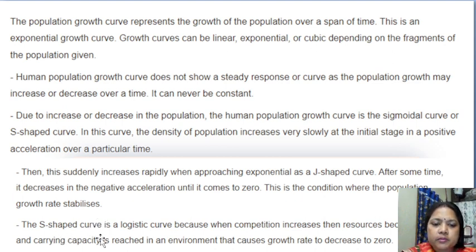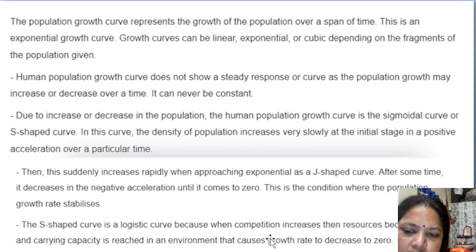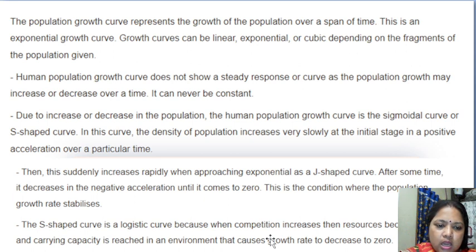The S-shaped curve is a logistic curve because when competition increases, resources become scarce. For example, if the number of people increases, they will contest for a limited amount of resources available in a particular place, isn't it? Hence, resources become scarce and carrying capacity is reached in an environment, which causes the growth rate to decrease to 0. Okay, are you getting my point or not? I think you all can understand these points.